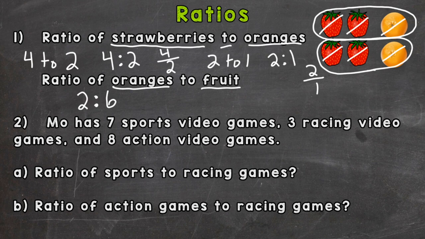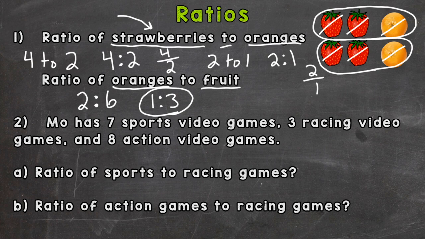Now this one can be simplified because there's a greatest common factor between 2 and 6. We can divide them both by 2. And 2 divided by 2 is 1. And 6 divided by 2 is 3. So the simplified version is 1 orange to every 3 pieces of fruit. So again, that's a part to whole ratio. Now the first part of number 1 up here, this was part to part because the strawberries are a part of the group and we compared it to the oranges, which is another part of the group.